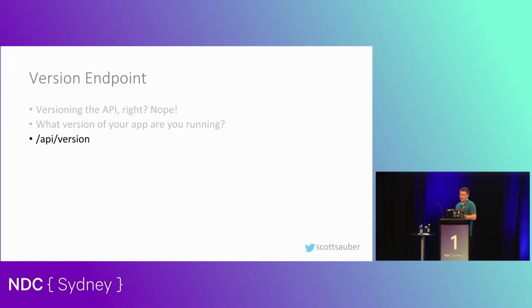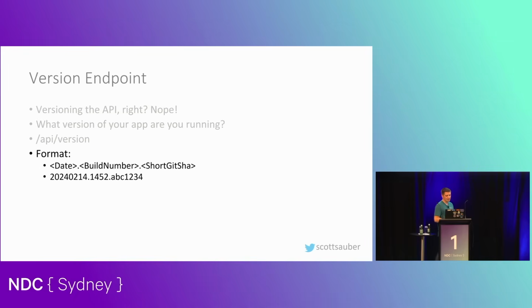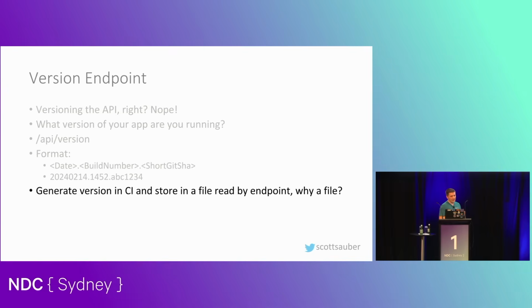So usually I'll have an API/version endpoint, and I'll have a format that's similar to this: the date that the build happened, the build number, and then the short git SHA. So I have three pieces of information of what version is actually deployed out here. I generate that version in CI, and unfortunately, .NET versions do not support having that level of versioning. So I just store it in a file and then read it in through the endpoint and usually cache that as well. Part of the reason why I use a file is if I ever need to download the contents of it, I can go inspect and look at my version.txt file and say, hey, what version was deployed out here.